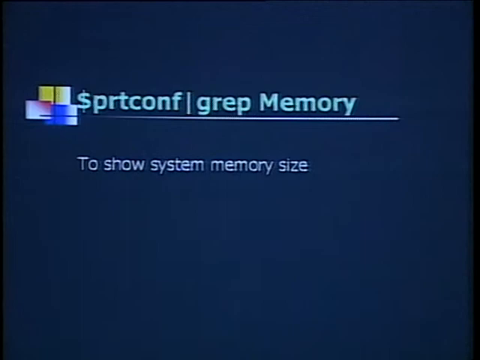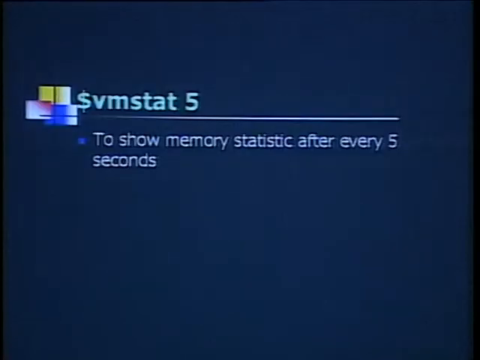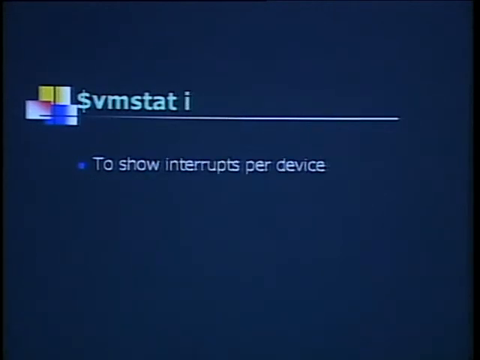Our next command is to display the virtual memory statistics after each 5 seconds. The command looks like this: vmstat followed by 5. 5 specifies the time interval. Our next command is vmstat -i, that is to show the interrupts per device.